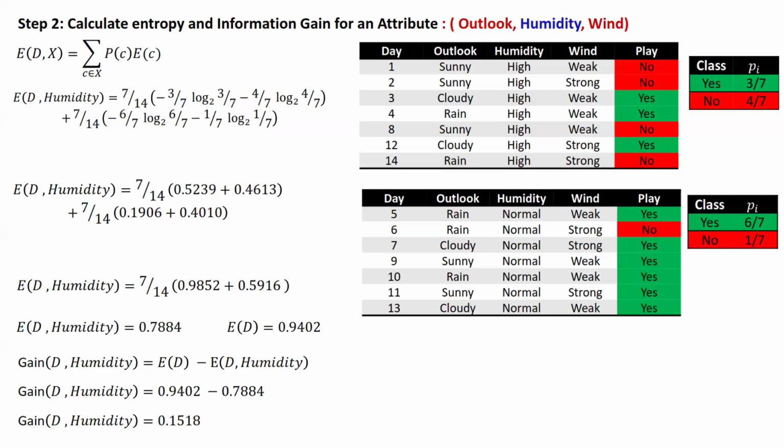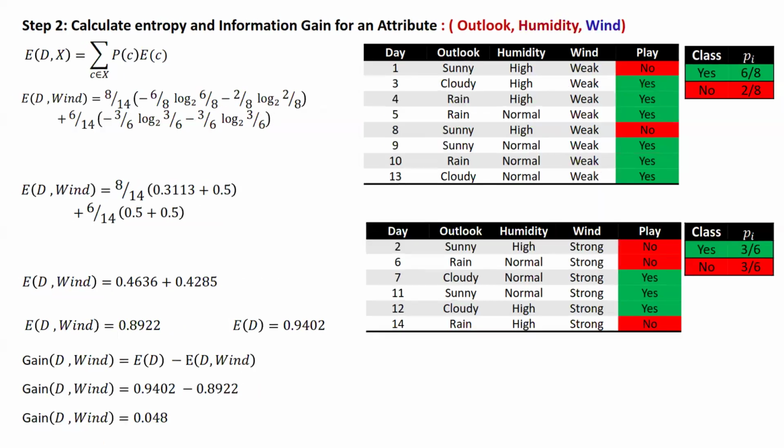The answer is 0.15. Similarly, when you consider the wind as weak and strong, there are 8 days when the wind had been weak and 6 days when the wind had been strong. Out of the 8 days, 2 days they had not gone out and played, and 6 days they had gone out and played. So which becomes 8 by 14, minus 6 by 8 log to the base 2, 6 by 8, minus 2 by 8 log to the base 2, 2 by 8.